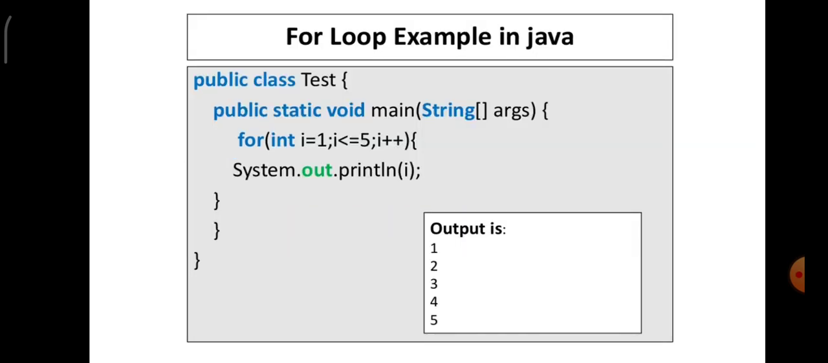For loop example in Java: you are calling the main method or main function. i is 1, which is the starting value, i less than or equal to 5, which is the test expression or the condition that you are going to check. i++ is the incrementing value. So the value of i is incremented by 1 every time this code is executed.